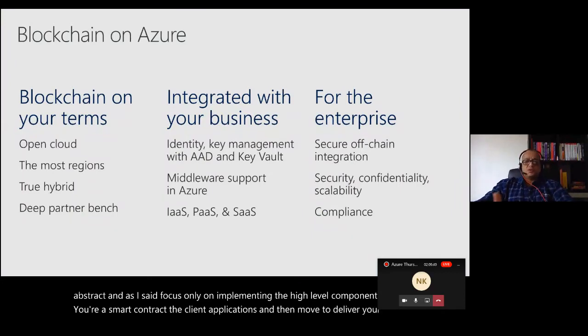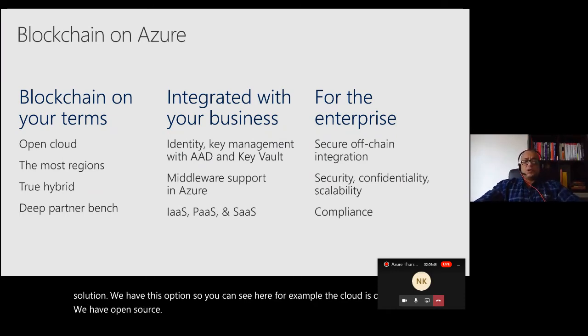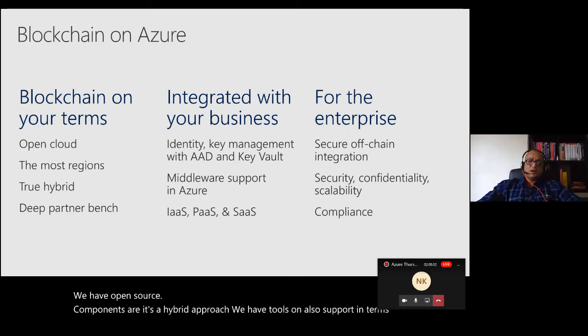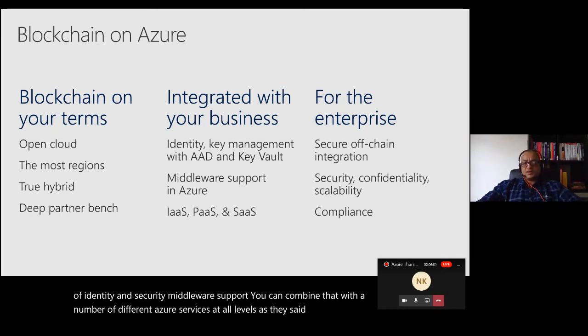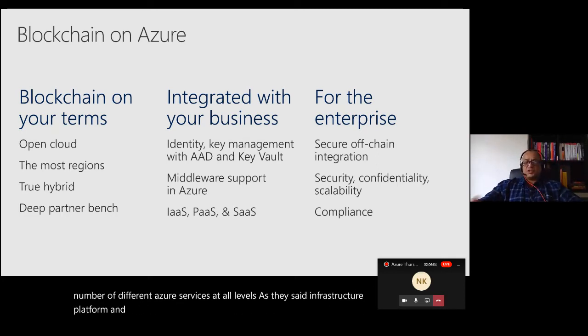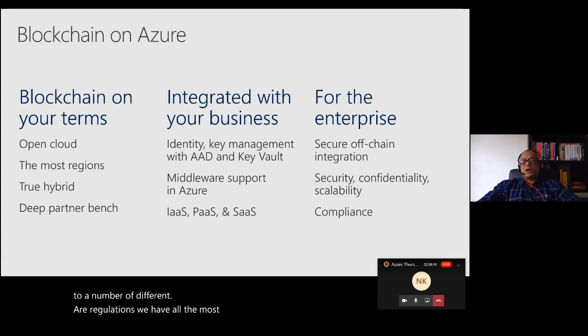We have this option. So you can see here, for example, the cloud is open. We have open source components. It's a hybrid approach. We have tools also support in terms of identity and security, middleware support. You can combine that with a number of different Azure services at all levels, as I said, infrastructure, platform, and service. Off-chain integration, confidentiality, compliance, it is quite important because, you know, with Azure, we are compliant to a number of different regulations. We have all the most important and the proper certifications, you know, in terms of security and compliance.